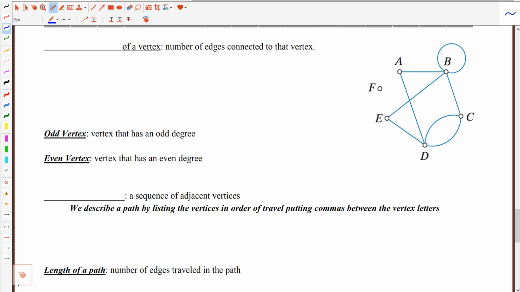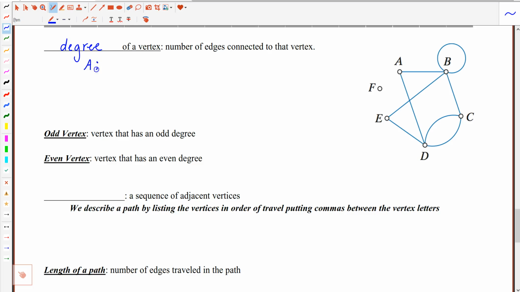The next topic that we're going to talk about is the degree of a vertex, which is going to be a very important idea in our next section. So the degree of a vertex is the number of edges connected to that vertex. So in this graph over here, for each one of the vertices, we're going to find its degree.